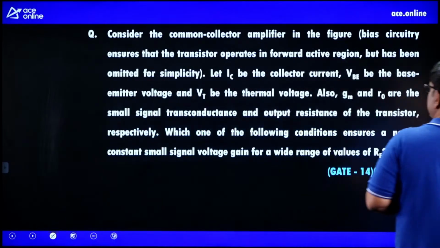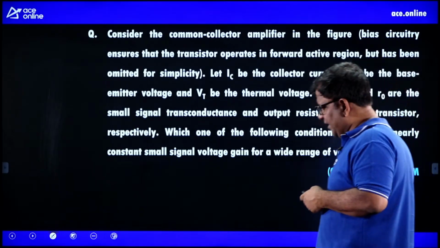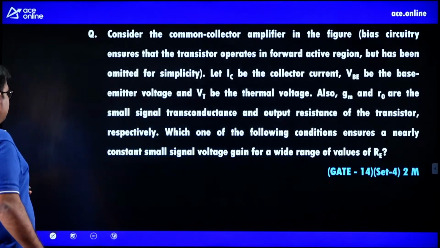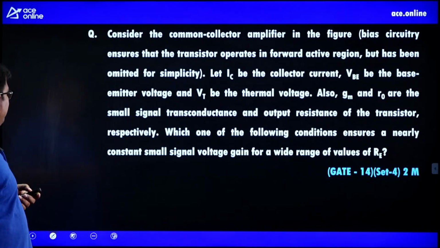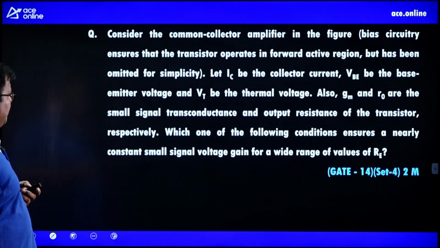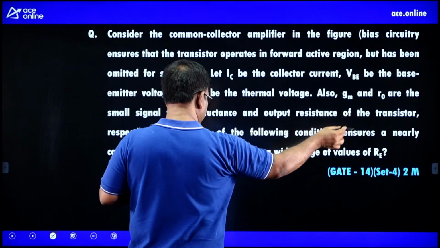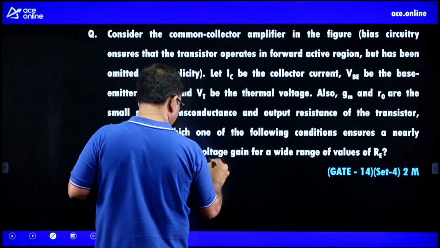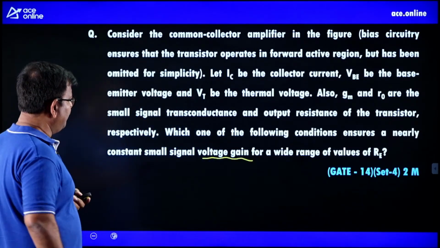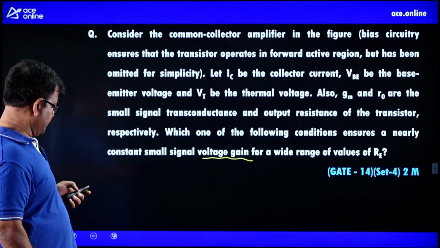Oh, there is so much written here. Consider the common collector amplifier in the figure. The bias circuitry ensures that the transistor operates in the forward active region, but has been omitted for simplicity. Let IC be the collector current, VBE the base emitter voltage, VT the thermal voltage. What does he want? Which one of the following conditions ensures a constant small signal voltage gain for a wide range of values of Re? For a wide range of values of Re, he wants the voltage gain, right?